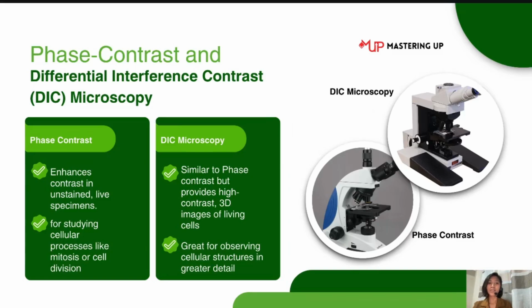Differential interference contrast microscopy, or DIC. DIC works similarly to phase contrast, but it provides even more contrast and 3D-like effects. It allows us to see cells with high detail and clear edges, making it look almost like a 3D image. DIC is used to observe living cells in more detail, especially those with complex structures like cell membranes and mitochondria.